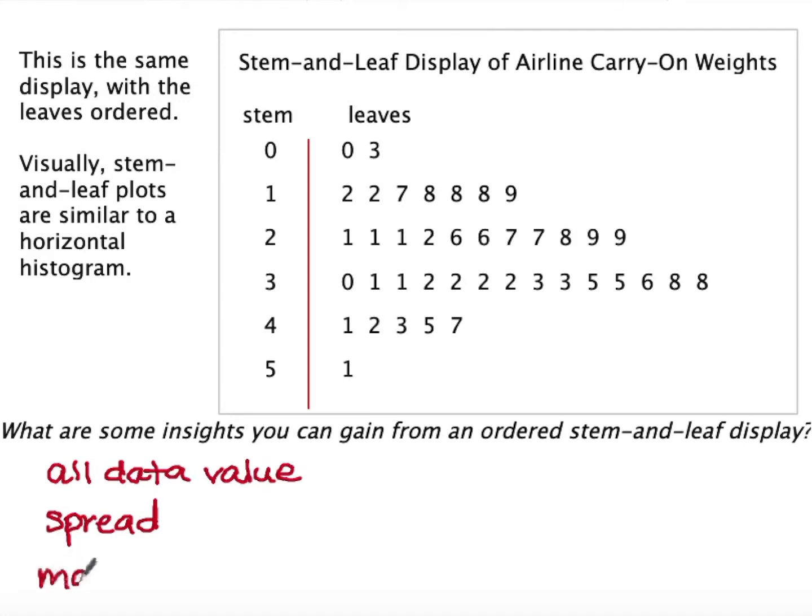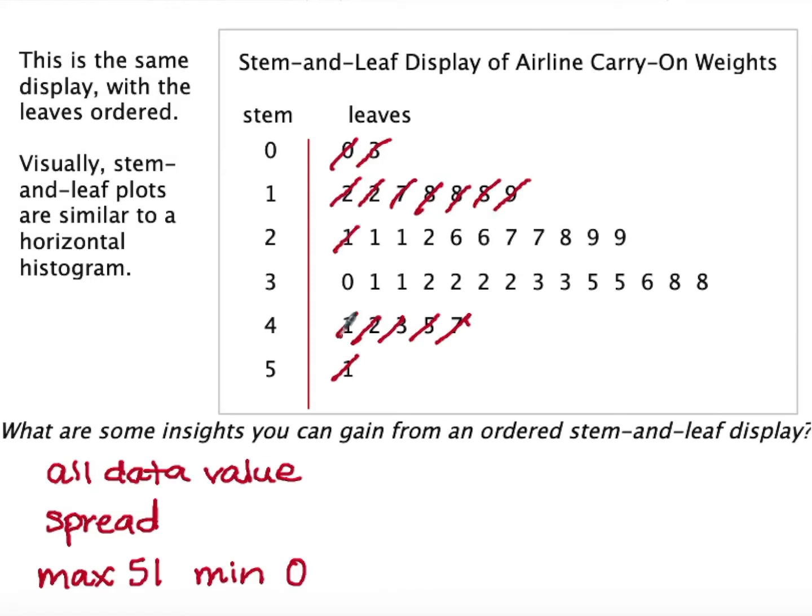I can also tell you what the max and the min are. The max is 51 pounds. The min is 0 pounds. I could find the median for you. All I'd have to do is count same from the bottom as from the top. So maybe 1, 2, 3, 4, 5, and again, just until I can find what that middle number is.